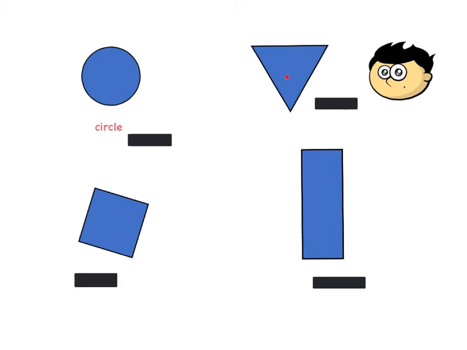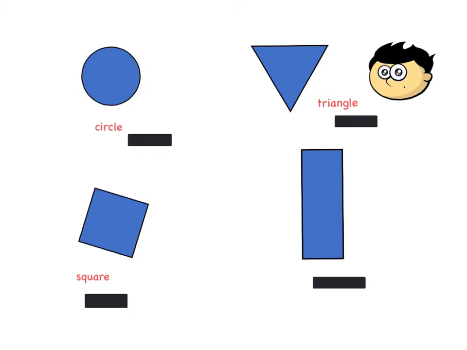This shape over here is a triangle. Even though it does seem to be upside down, it's a triangle. You knew that, didn't you? What about this shape? Yes, you're right. That's a square. Even though it's tilted, it's still a square.